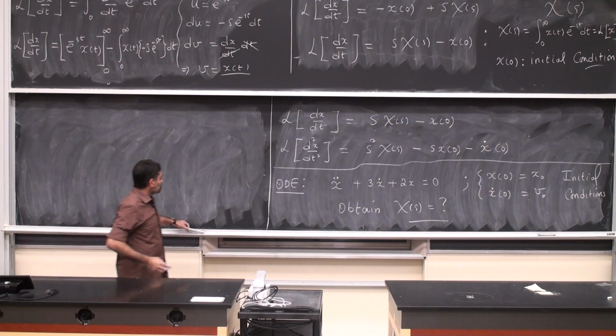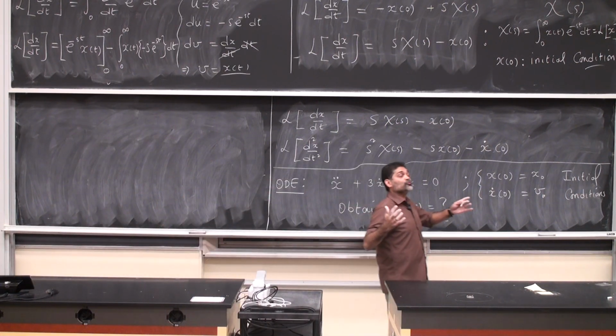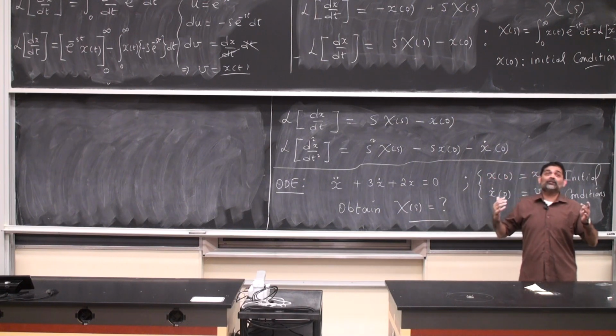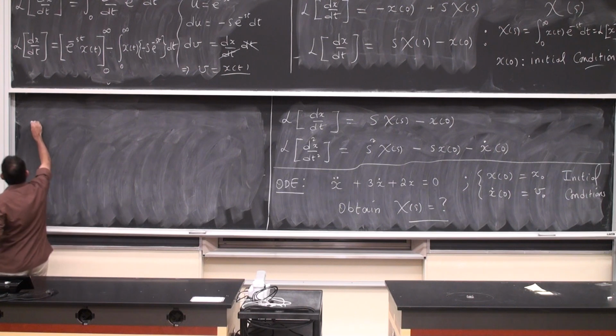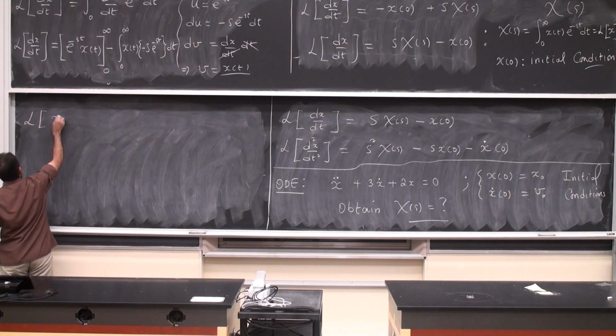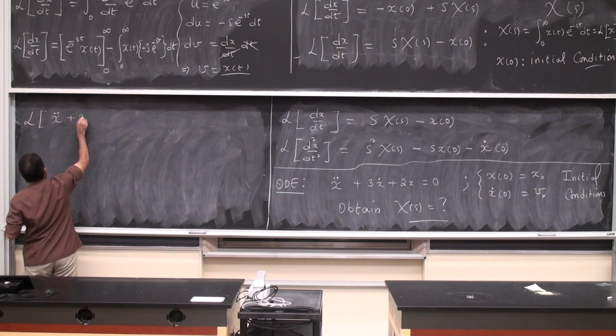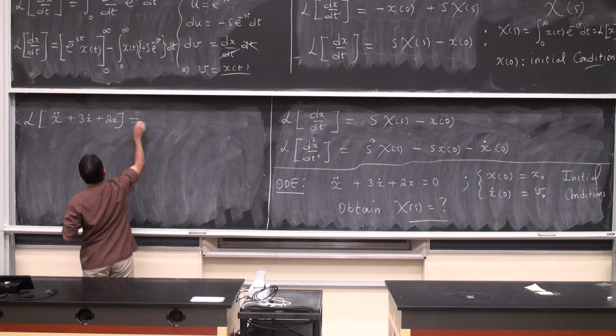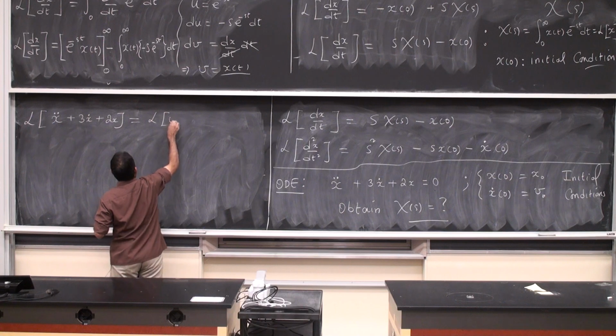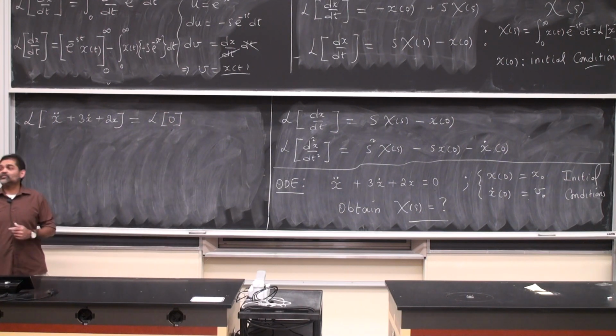So the equation, or the ODE, is in the time domain. What I do is bring it into the Laplace domain by taking the Laplace transform on both sides of the ODE. So Laplace of x double dot plus 3x dot plus 2x is equal to Laplace of 0. Laplace of 0 is 0.